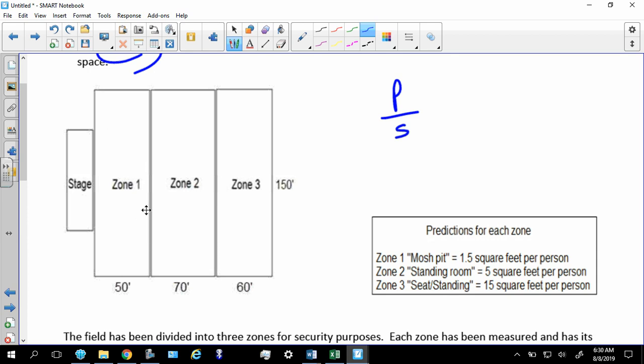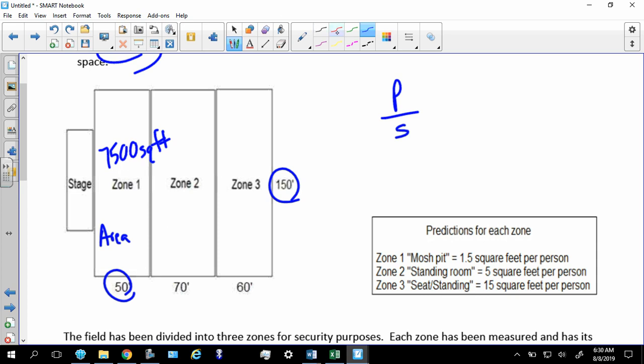So the first thing you need to do is find the area of each zone. So the area of each zone. So if you notice the area of zone 1, that's a 50 by 150. So 50 by 150. So the area is 750 square feet. All right, so that's the area. So that's the space. So the space is 750 square feet.